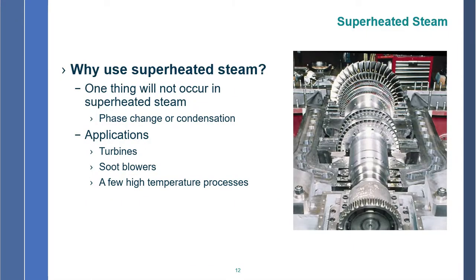Why use superheat? One thing that does not occur in superheat conditions is phase change or condensation. So as I'm going through multiple stages in a high pressure turbine here, I do not want condensation to occur. Condensation will have an erosion effect on the nozzles and the blades inside the turbine. So therefore, I do not want condensation to occur. So the applications are turbines, soot blowers, and a few high temperature processes.